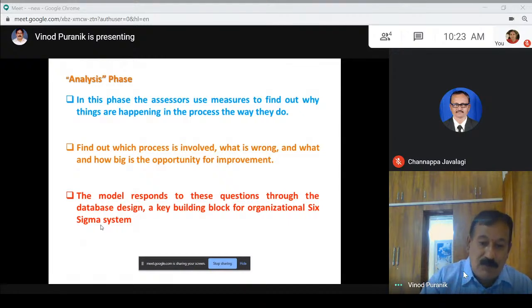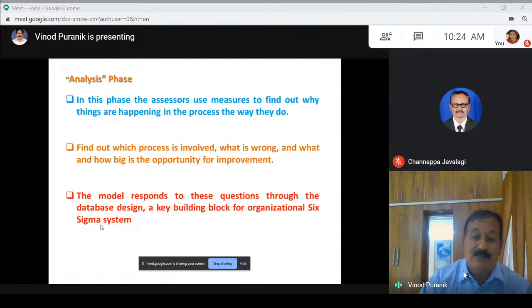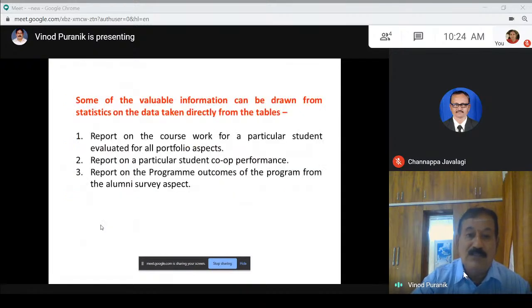And it's very important to know what the processes involved are and what is wrong. Along with that, a key building block for organizations of the Six Sigma system. So what questions will help us in building Six Sigma for education purposes, especially what I told you about the engineering colleges.